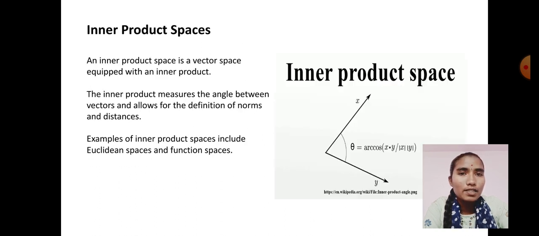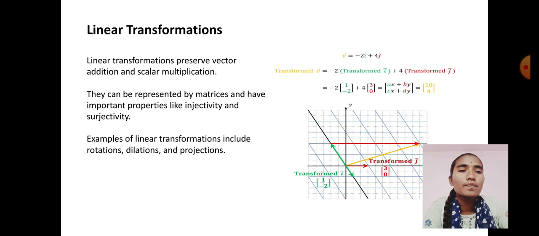Inner product space. An inner product space is a vector space equipped with an inner product. The inner product measures the angle between vectors and allows for the definition of norms and distance. Examples of inner product spaces include Euclidean space and function space.